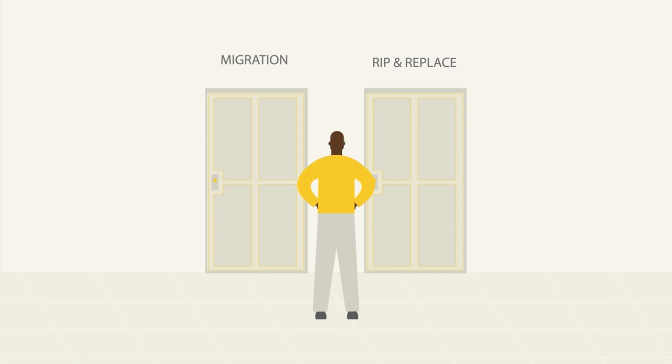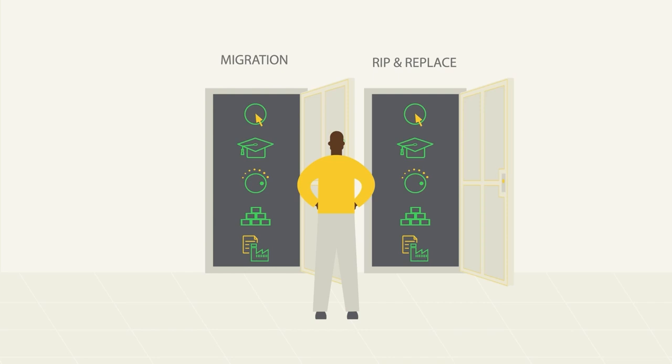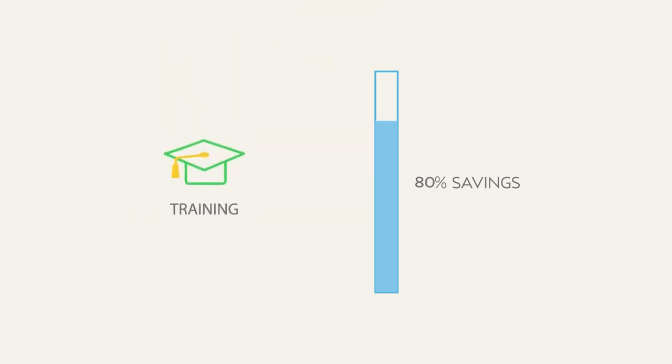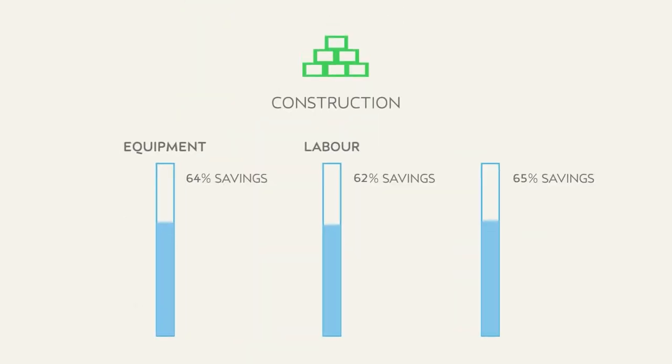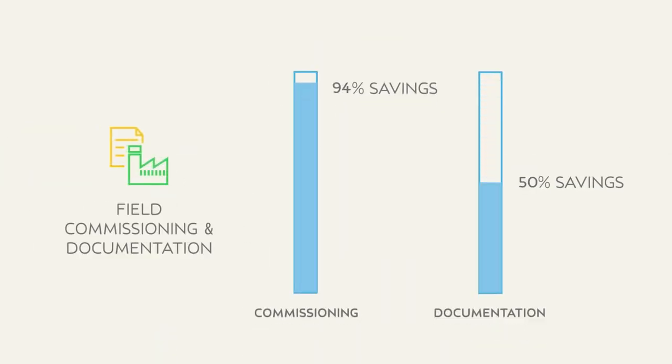The savings between a total rip and replace versus a Schneider Electric migration can be itemized and are quite significant. There are FEED design and documentation cost savings of about 50% each. There are training cost savings due to leveraging many of your existing assets and program specifications. Control program building savings of approximately 50%. Construction is obviously quite a bit cheaper, with equipment, labor, and wiring almost 100% conserved. Then there's field commissioning and documentation, which yields substantial reduction. These are just a few of the largest expenses.